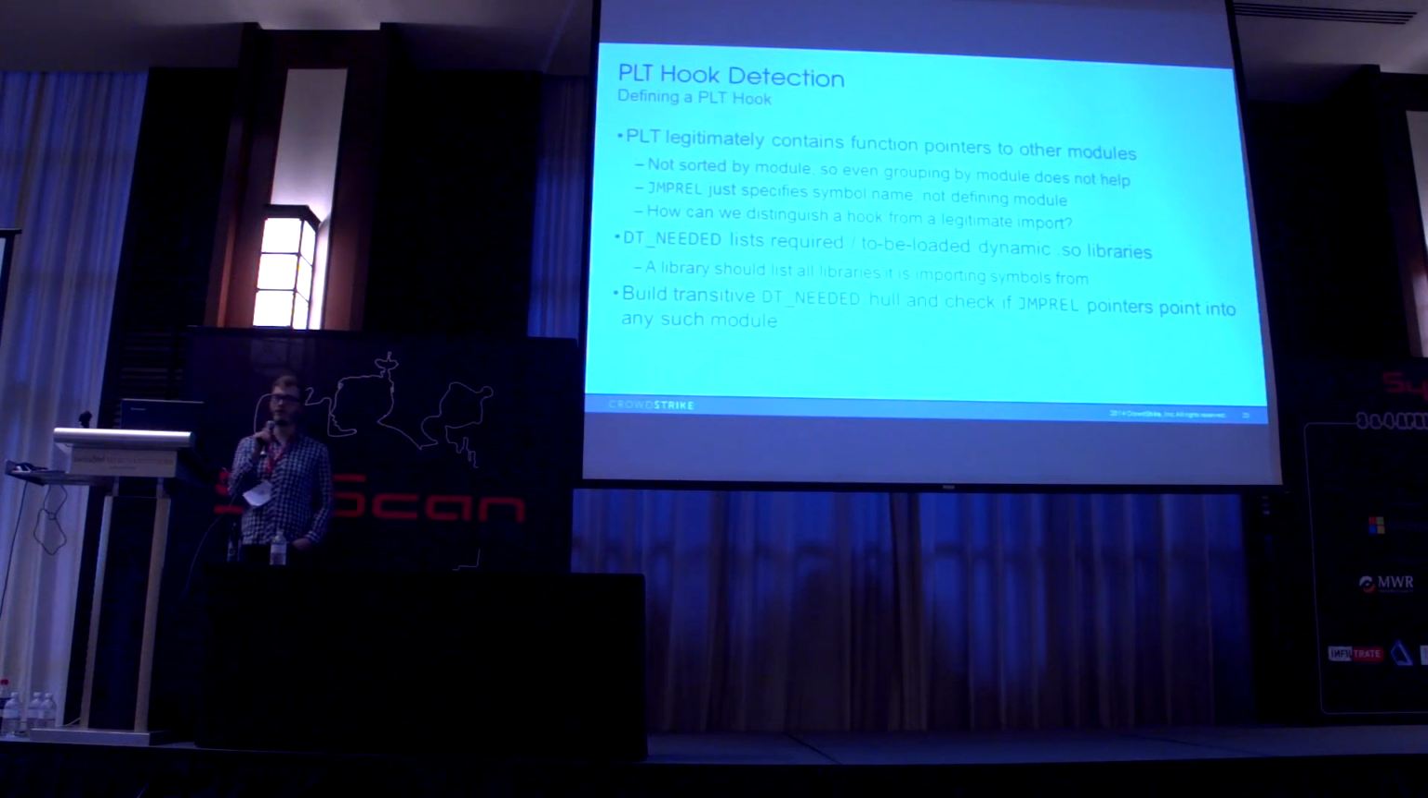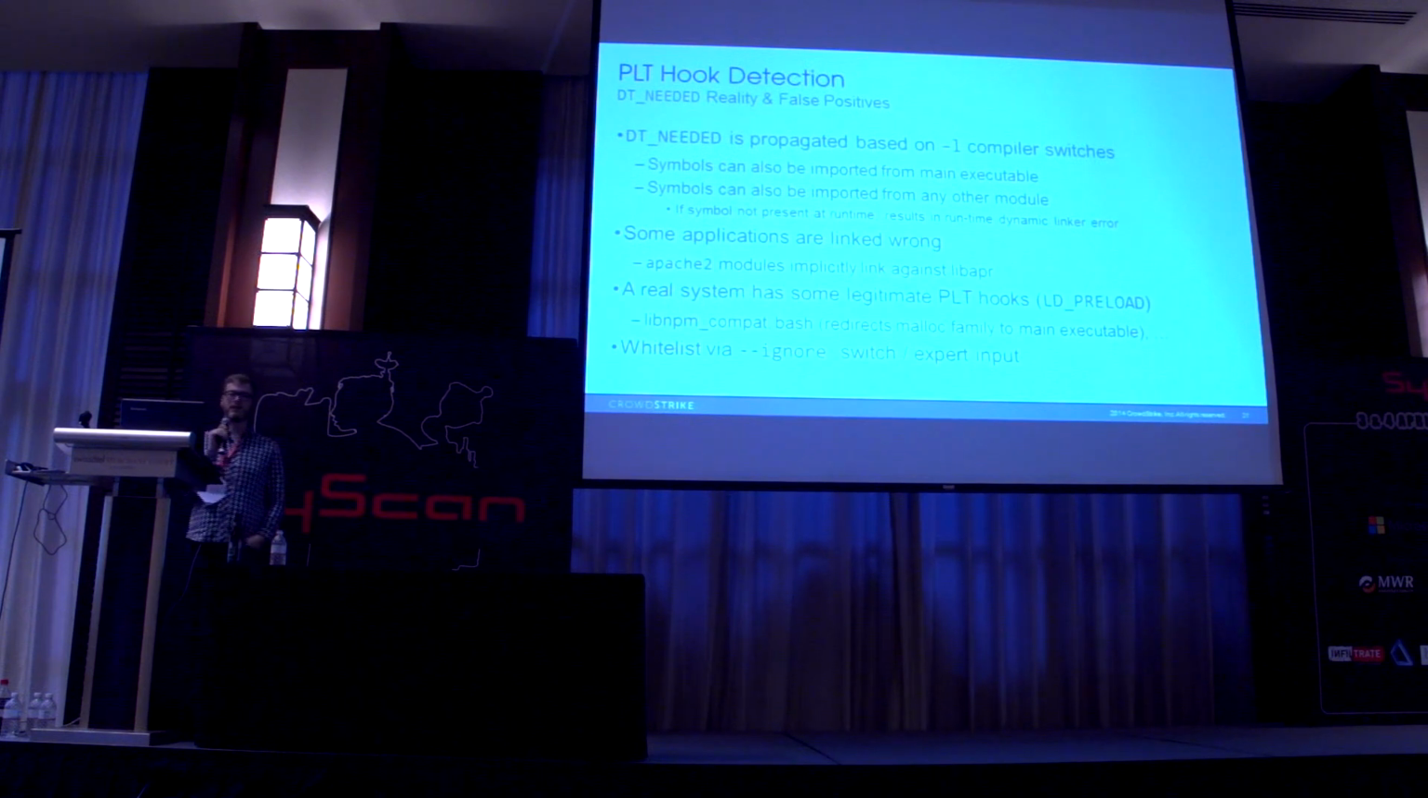So the heuristic that I'm using is to build a transitive closure of these DT_NEEDED dependencies and check if the JUMP_REL pointers actually point into any such module, right? Because if I say import something from MySQL and then this in turn depends on libc, it's legitimate for my module to still be depending on libc. So it's broader than you would initially think, but it's still sufficient for detecting PLT hooks mostly, because if you have anything ROP injected or LD_PRELOADed, then it's unlikely that the main executable legitimately depends on these things.